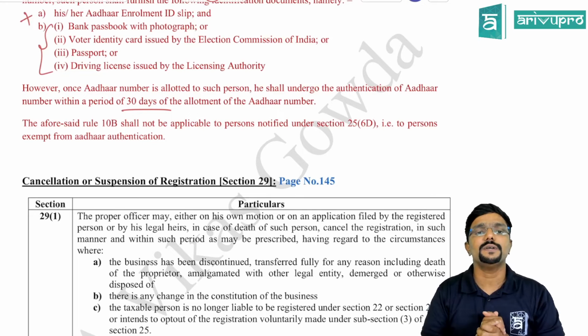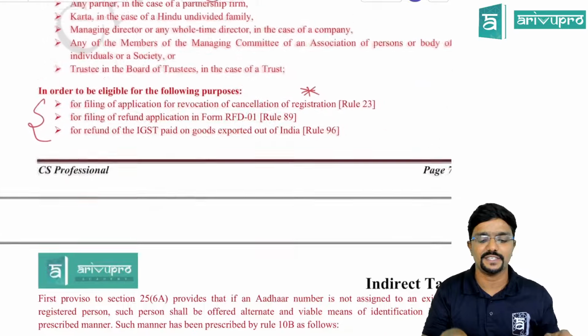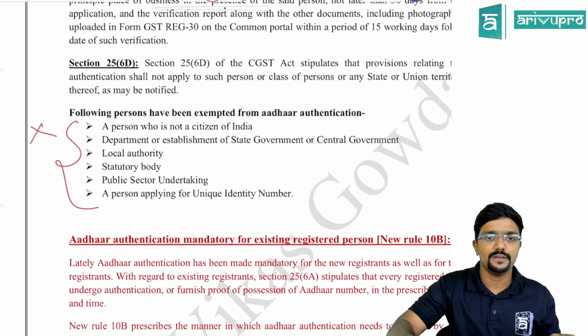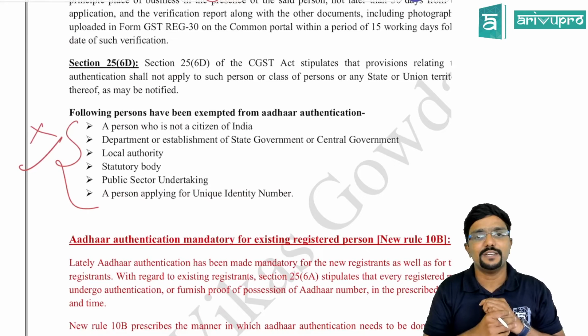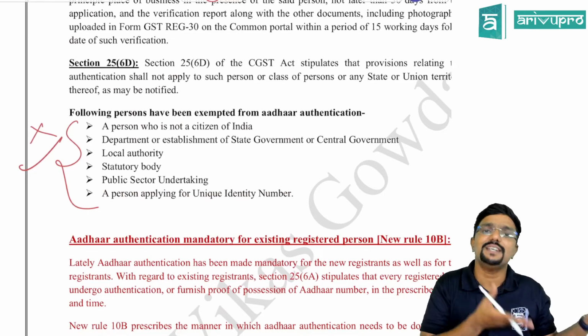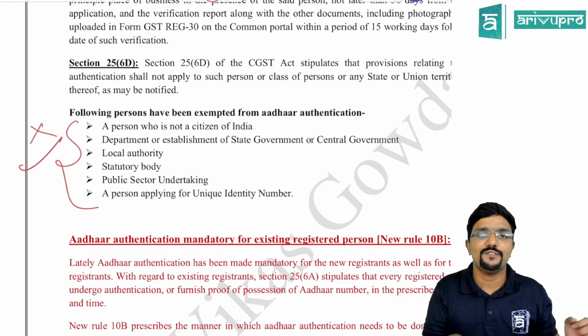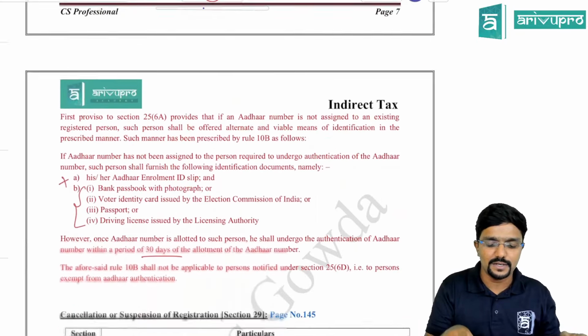The aforesaid Rule 10B shall not be applicable to the persons who are notified under section 25 subsection 6D. That is, to the persons exempt from Aadhaar authentication, which we saw here. For the following people, Rule 10B is not at all applicable, because for them Aadhaar authentication itself is exempt. So for them Rule 10B also is not applicable.